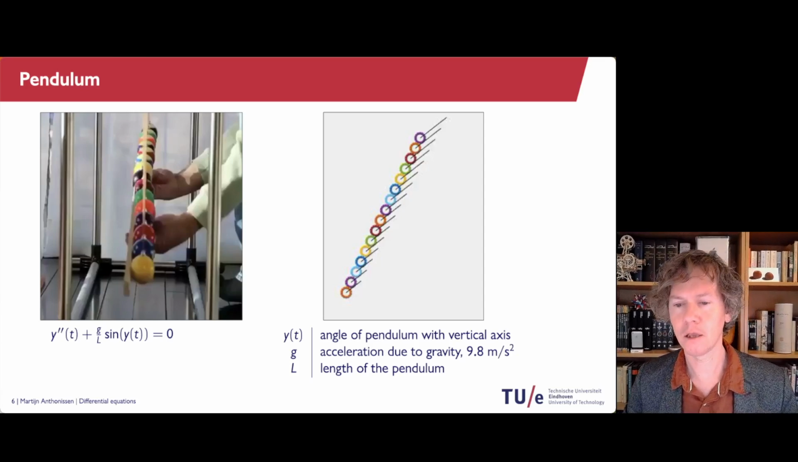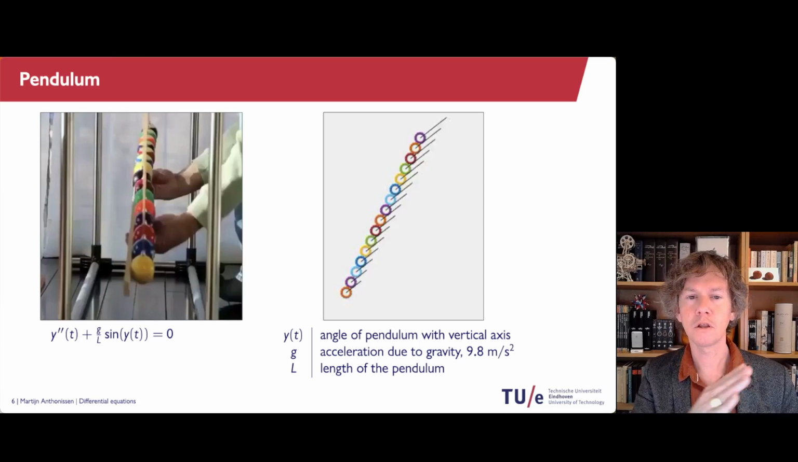Then you can show that the second derivative of this angle plus g over L times the sine of the angle equals 0. And g over L is the acceleration due to gravity divided by the length of the pendulum. So if you take pendulums of different lengths, then they're going to swing in a different way.